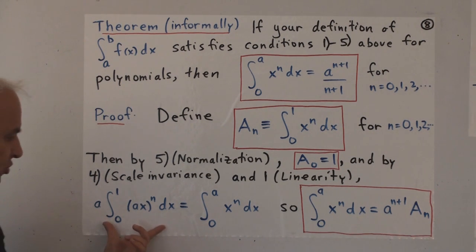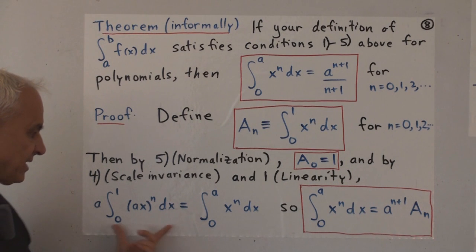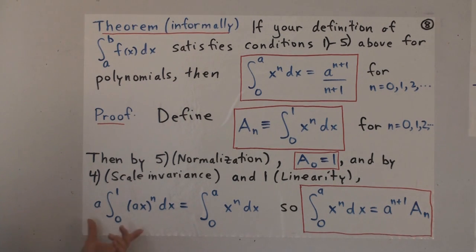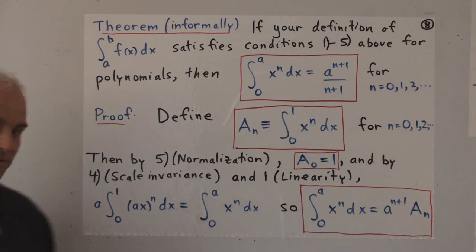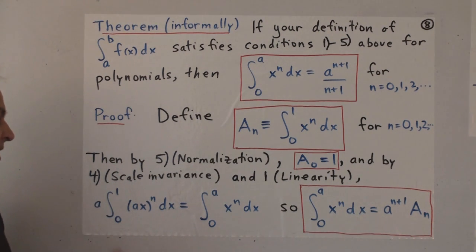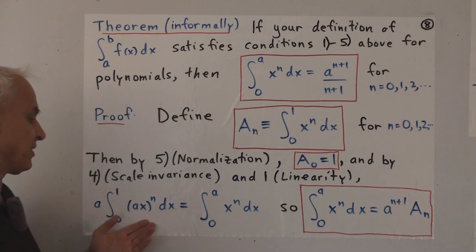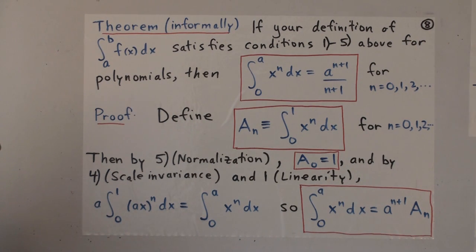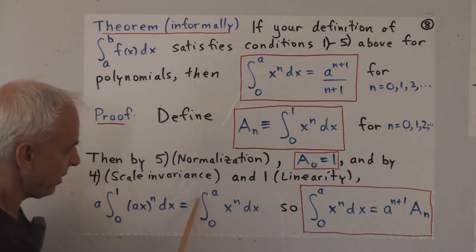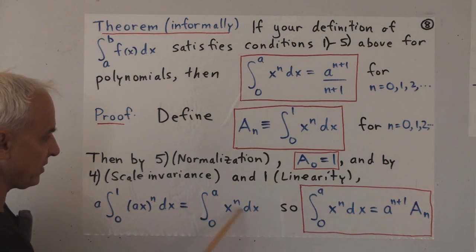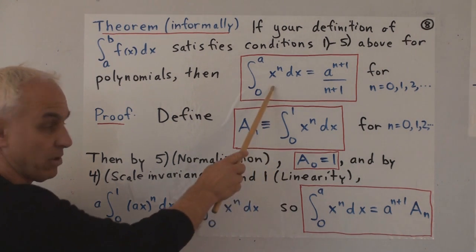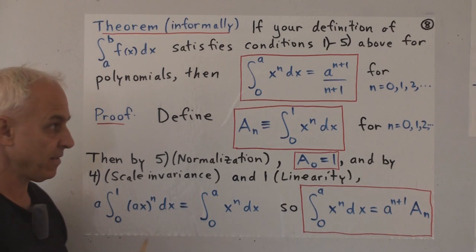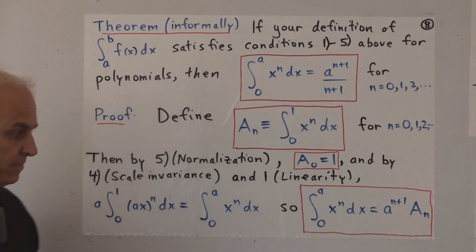All right, so please make sure that you see that this is the scale invariance property. For first-year students of calculus, it's also just integration by substitution. We can just substitute to go from here to here. All right, well, this thing here, the integral from 0 to a of x to the n dx, that's really what we're interested in, isn't it? That's what we would like to evaluate.